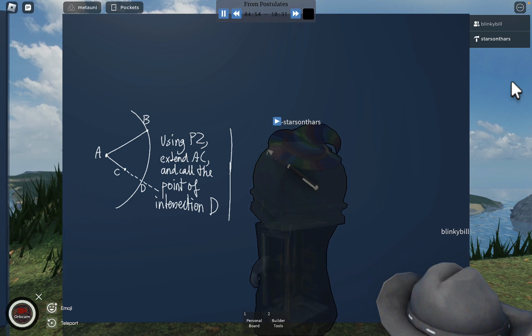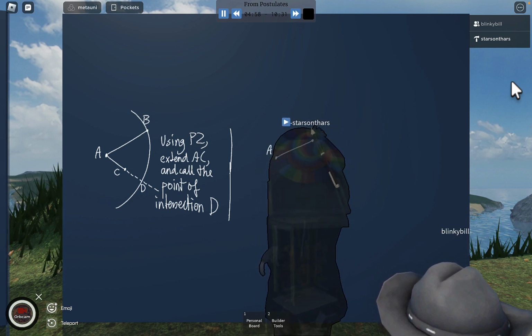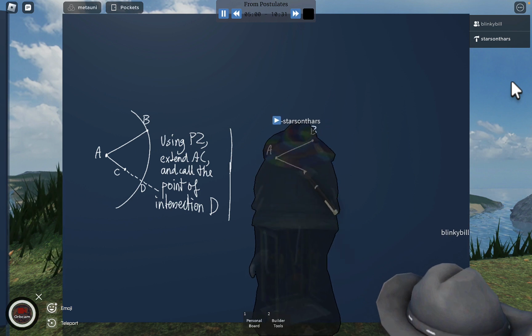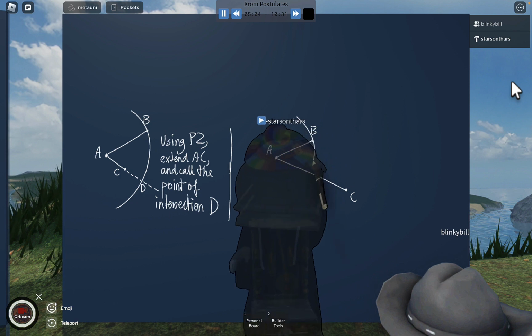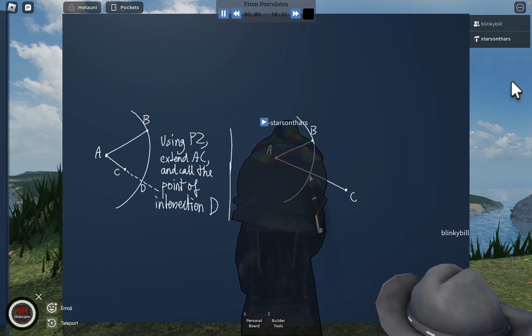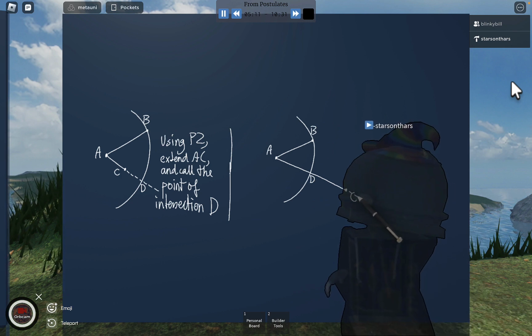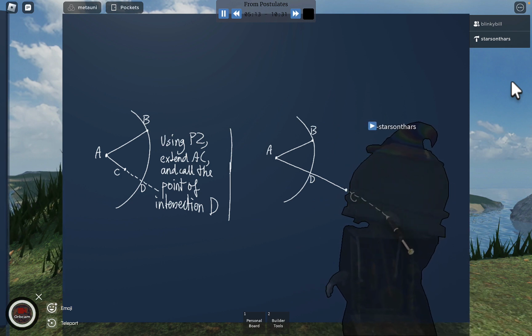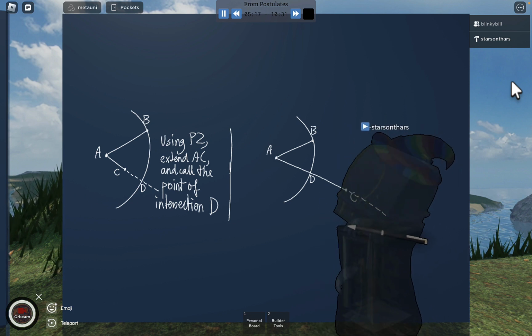So this is what you would expect to see if AC was in fact longer. We draw our circle, and there's D. Okay, but of course not knowing whether or not C is inside or outside the circle, I can still apply postulate 2.